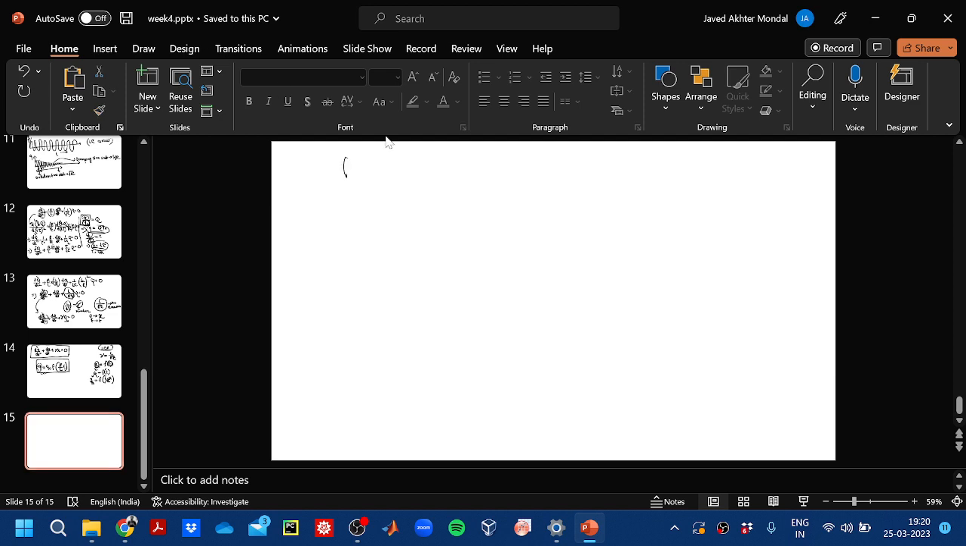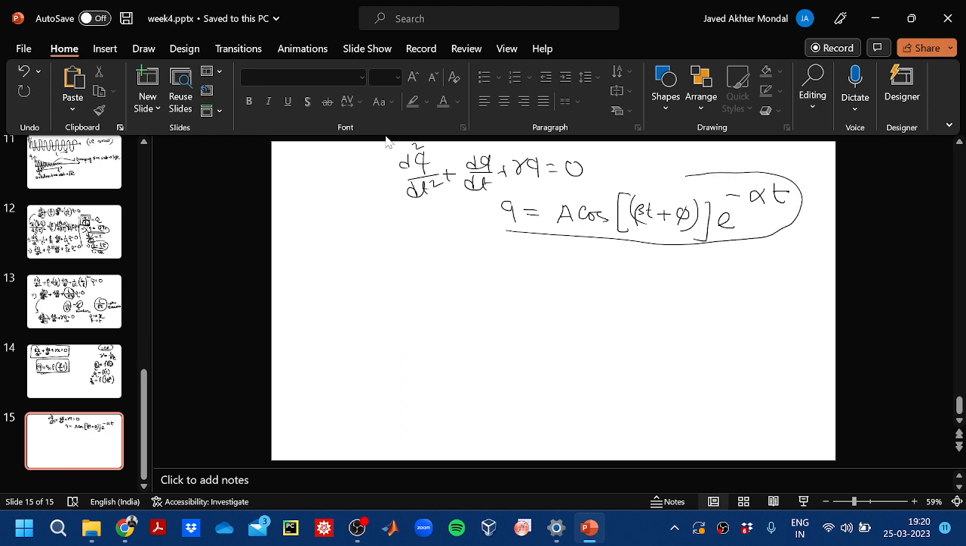So the equation that we have is this: d²q/dt² plus dq/dt plus gamma q. Now suppose we want to know the solution of the equation. So suppose we assume a solution of this kind: a cosine of (beta t plus phi), into, since there is damping in the system, there will be exponential decay, so suppose it has e to the power minus alpha t. So suppose this is our solution of the equation.